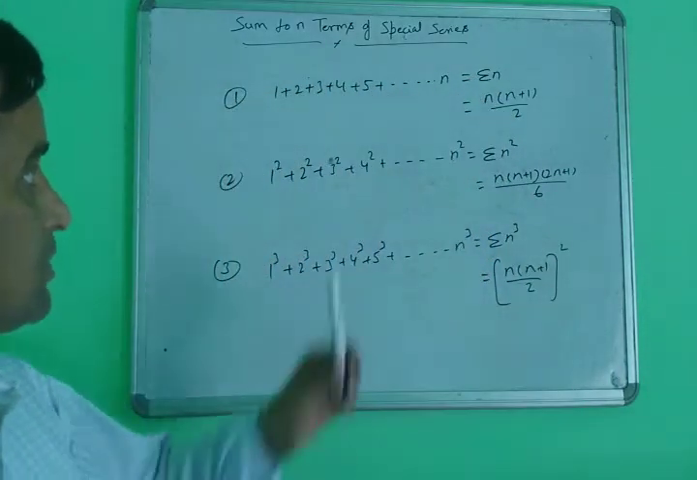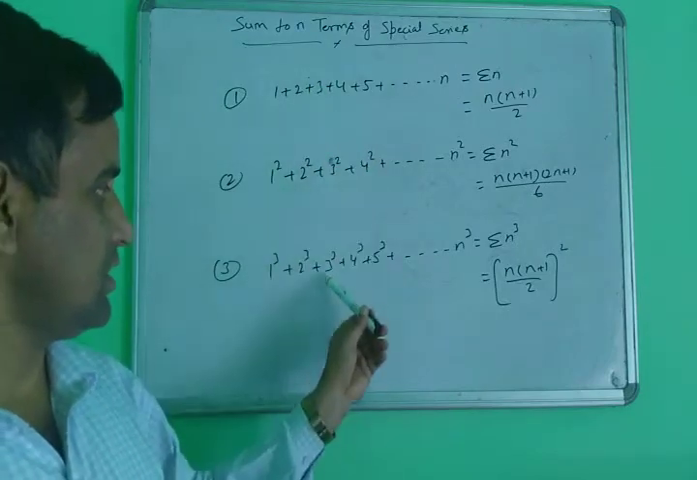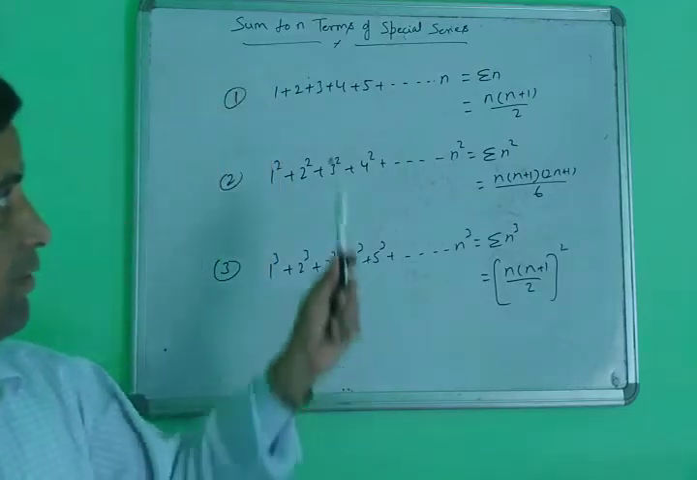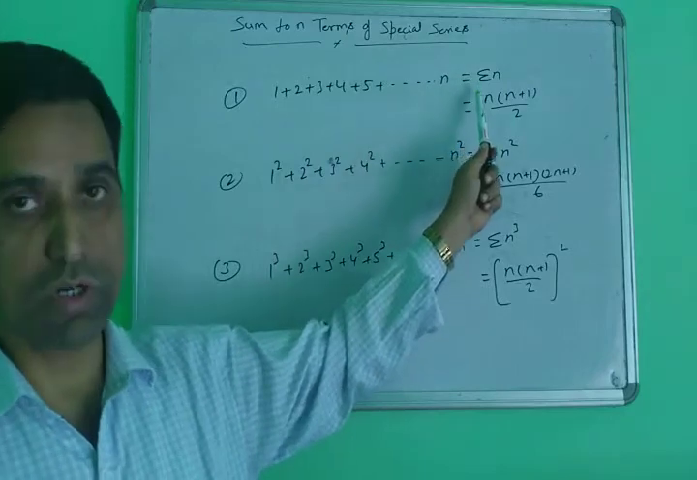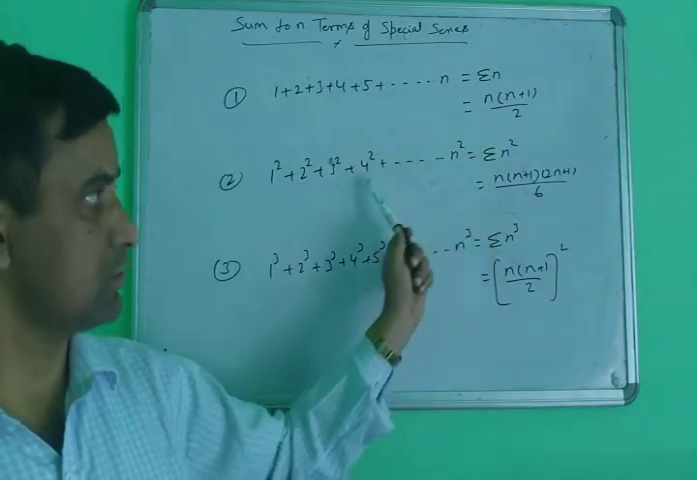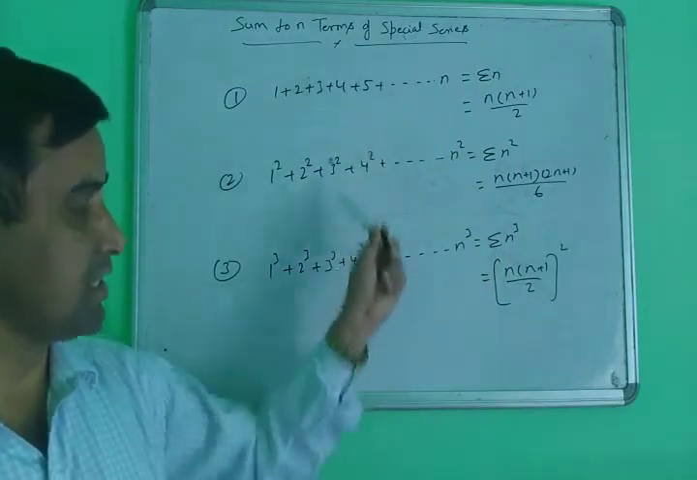On the basis of these 3 series, we will solve the questions of exercise 9.4. Very important things. Okay, how to solve the simple natural number series, how to solve the square of natural numbers, and how to solve the cube of natural numbers. This is the special type of series.